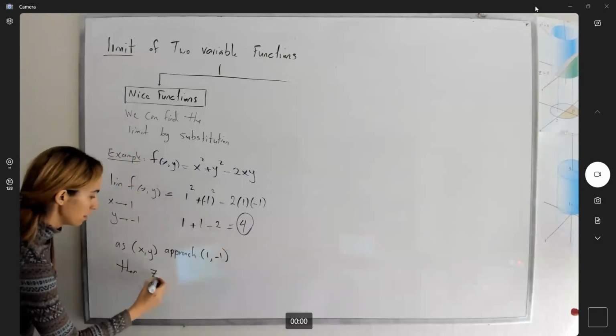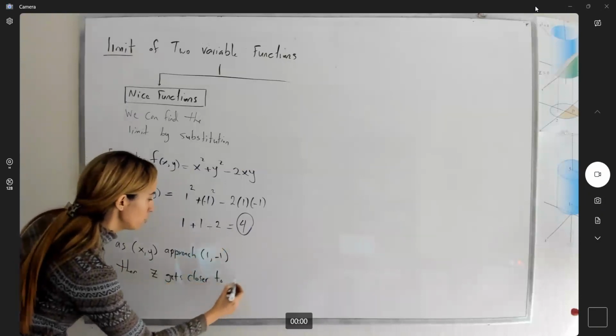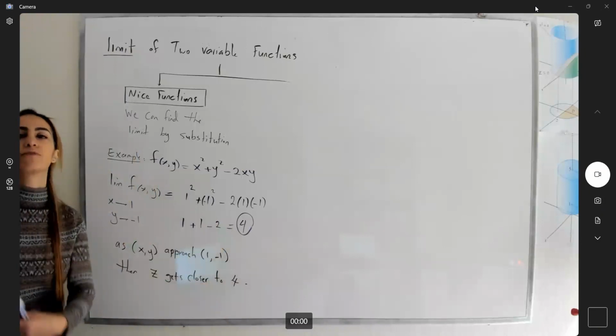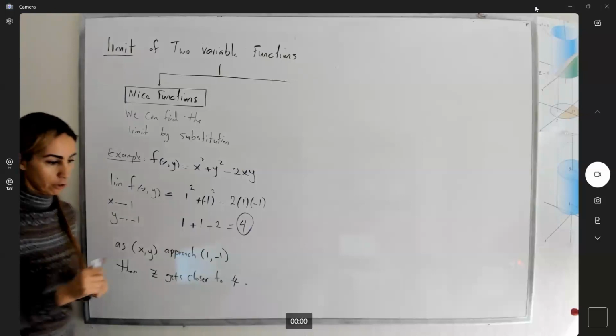Then z gets closer to 4. And since you have a nice function, the output value of the function is the same as the limit of the function.